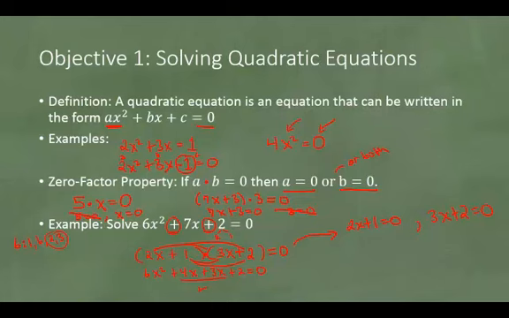Solving for 2x plus 1 is equal to 0 is easy. All we have to do is subtract 1 from both sides and divide by 2. Subtract 1, divide by 2. So we get x is equal to negative 1 over 2. Same thing here, we're going to subtract 2 from both sides, which would give us 3x is equal to negative 2. And we're going to divide by 3, which would give us x is equal to negative 2/3. And there's our two solutions.